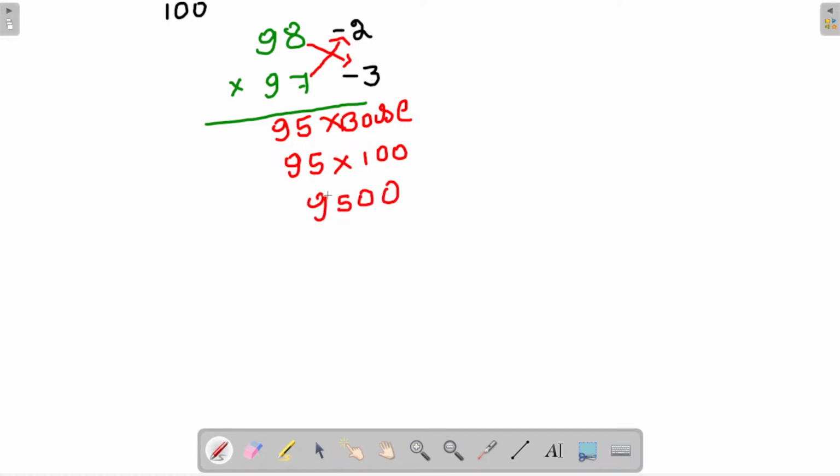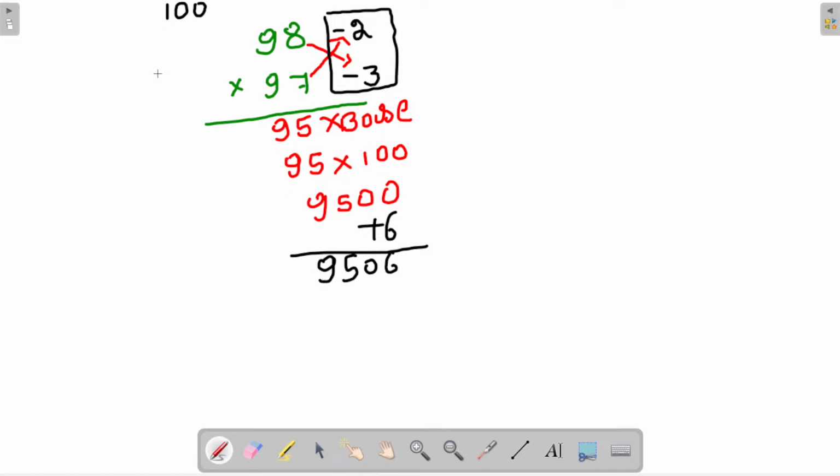Second step, now take differences. Now with the differences you have to do multiplication. What is minus into minus? Plus. 2 3s are 6. Your answer will be 9506.